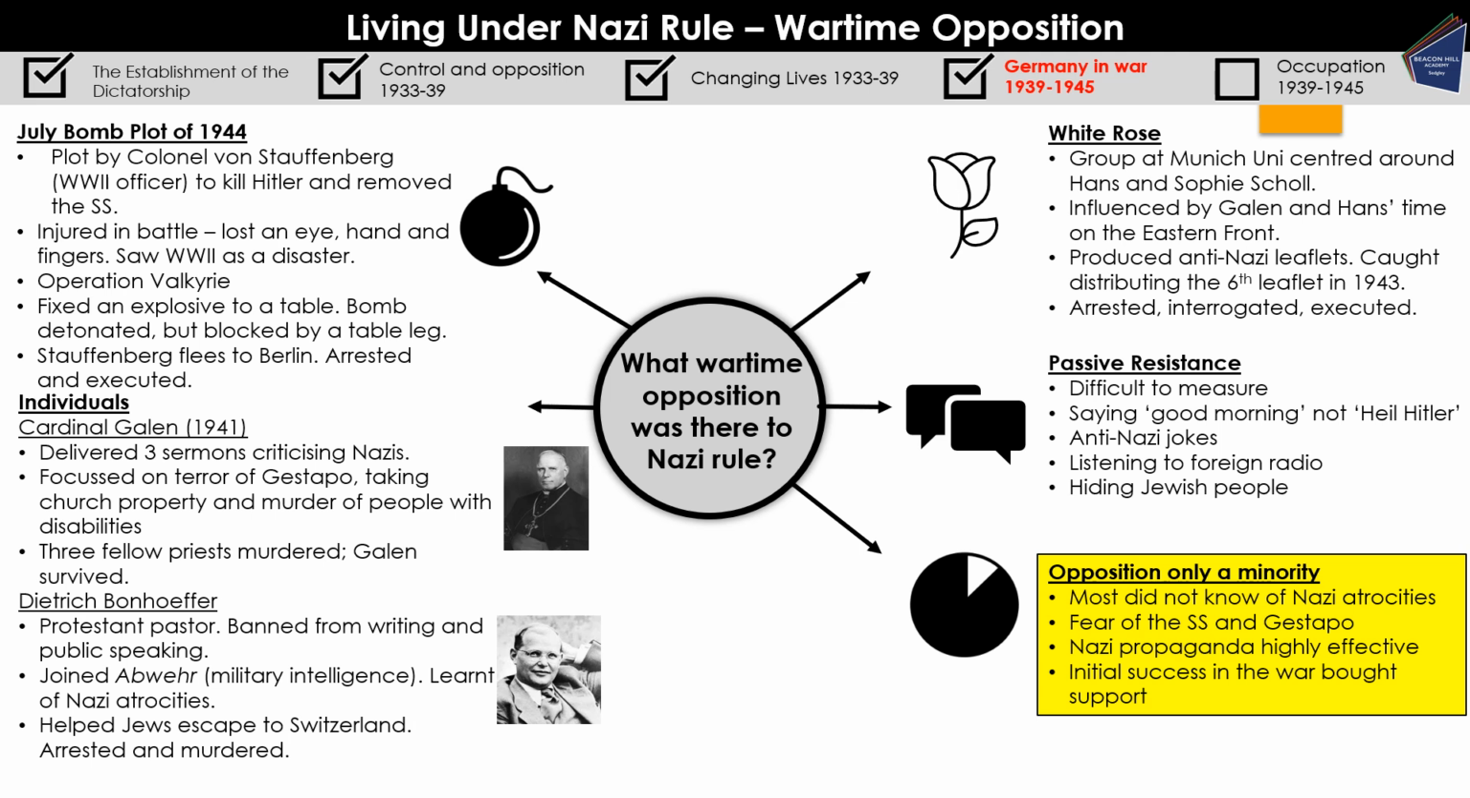And Nazi propaganda had also been highly effective in trying to tell people that the war was going much, much better than it actually was. Remember, there was initial success in the war between 1939 and 1942, and that did bring support from people as well. So these are the main reasons that opposition was there, but was not carried out by the majority of the German people.